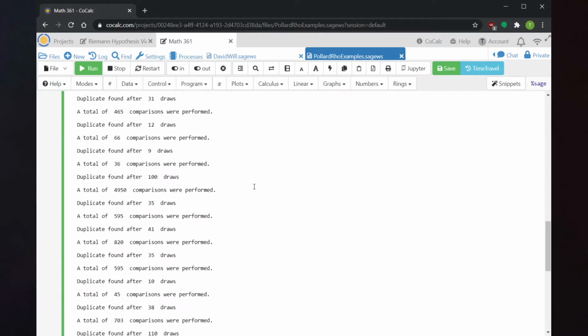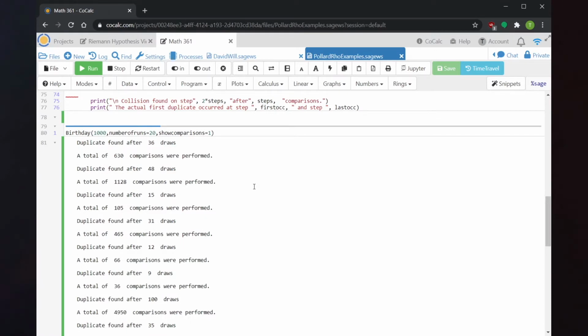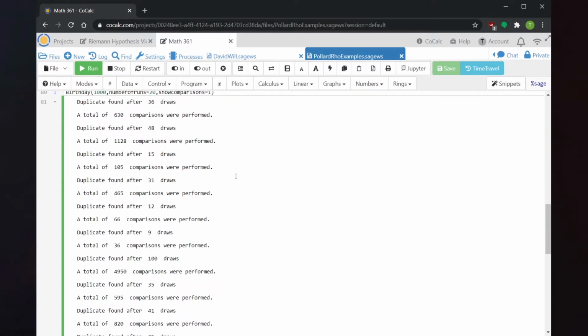And so if you look at this first run through the program, it happened to find the collision after just 36 draws, which is pretty good. It's less than the 1.25 times the square root of 1,000, less than the 40 we'd expect. But you'll see even then, even when you got this very small number of draws, it still actually took 630 comparisons before we found that collision. If we look at this slightly worse time, that is the second time through, where it took 48 draws, it actually took us more than 1,000 comparisons.